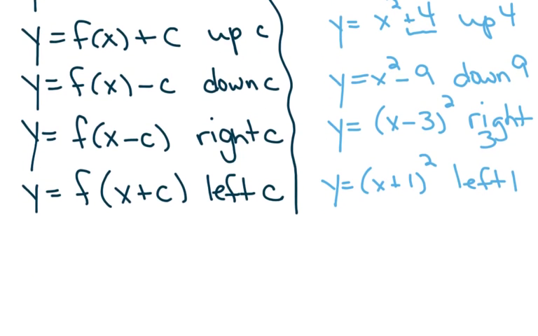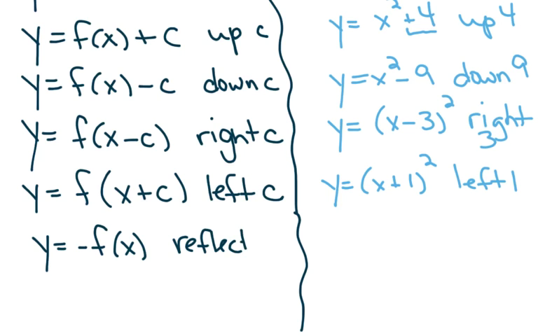Another thing we did to the parent function was we reflected it over the x-axis. We sometimes call that flipping it upside down, but the appropriate term is reflect over the x-axis. So if I did y is equal to negative x squared, that would be that same parabola except upside down.